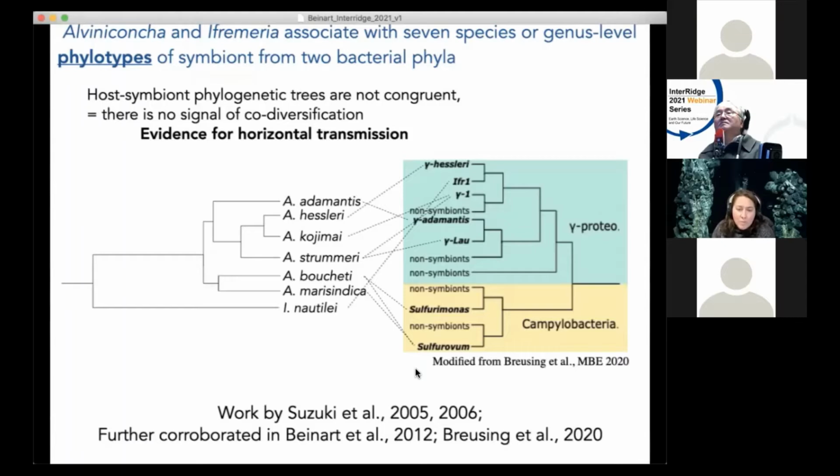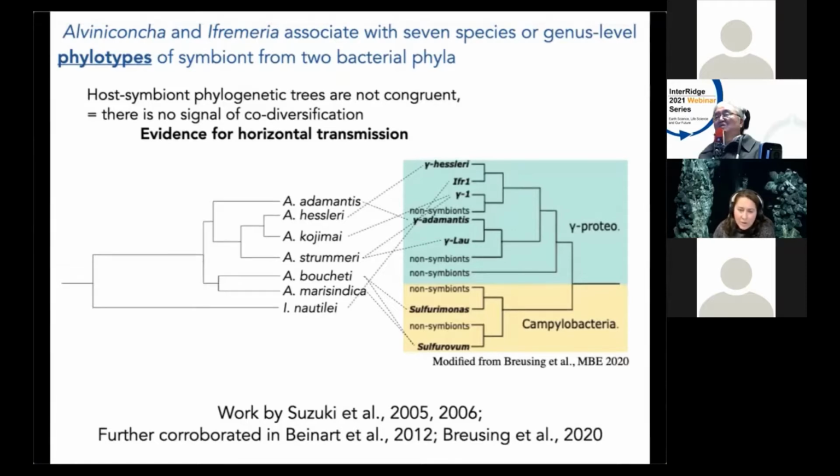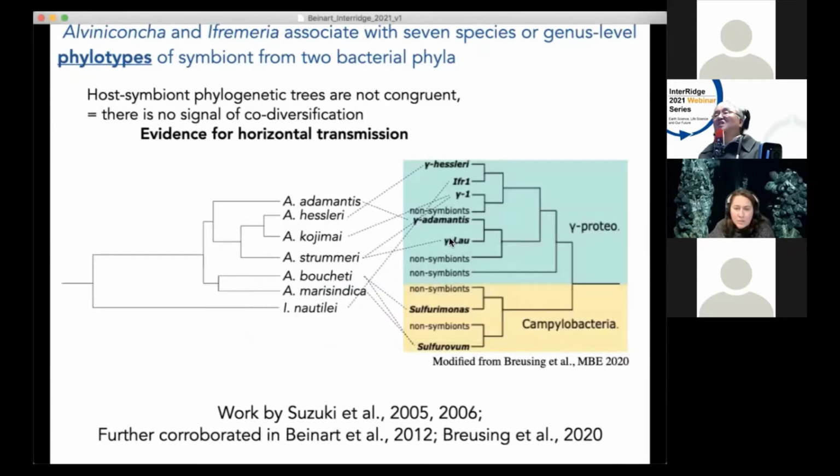Okay, so we've known for quite a while that Alviniconcha and Ifremeria associate with 7 species or genus level, what we call phylotypes, of symbionts that come from 2 bacterial phyla. This was work that was pioneered by Suzuki in 2005 and 2006, and since then has been corroborated by myself and others, seeing that we have these very specific relationships between different hosts and particular symbiont phylotypes.